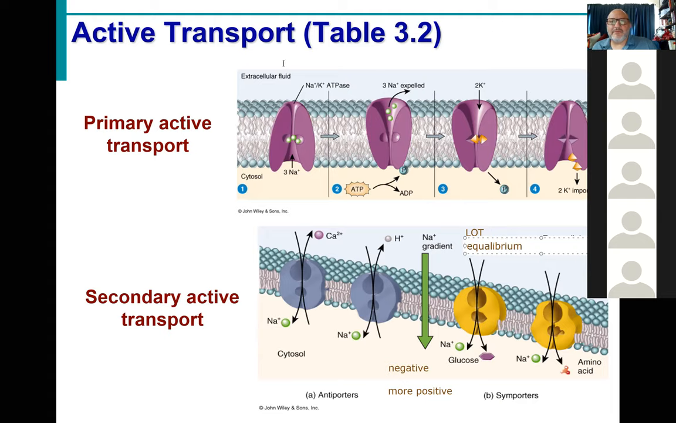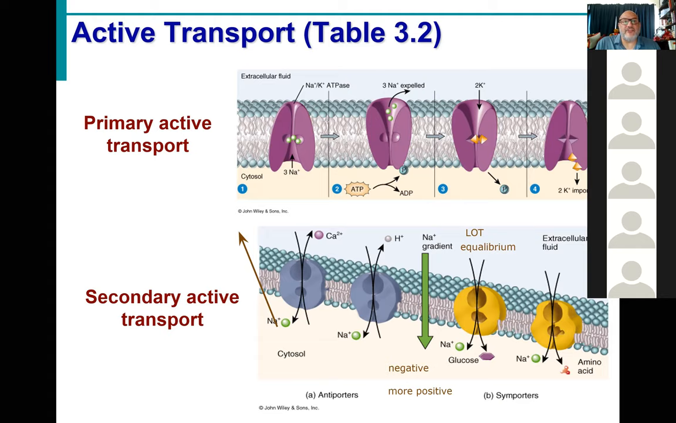No. Yeah, apparently someone agrees with you. No, they're not going to want to come in anymore. Exactly. And so to get these to continue to do work, as soon as this sodium comes in, we have to find a way to kick it back out. Got you. So it's using some kind of force to do that, like a repelling force.